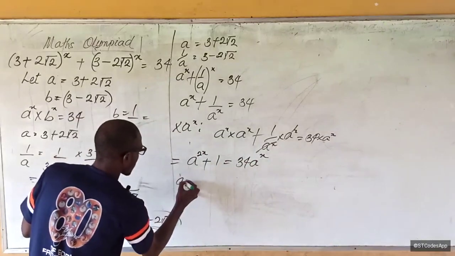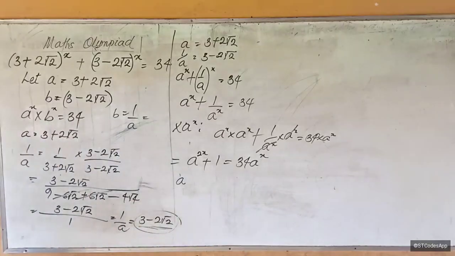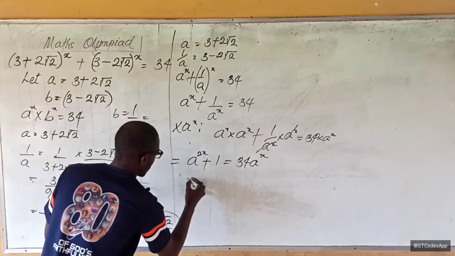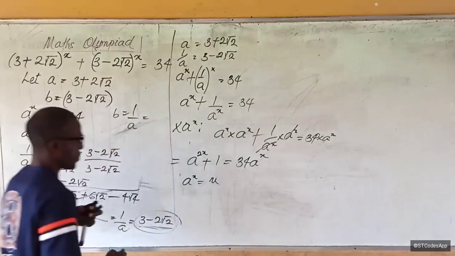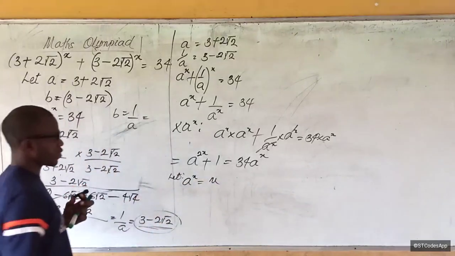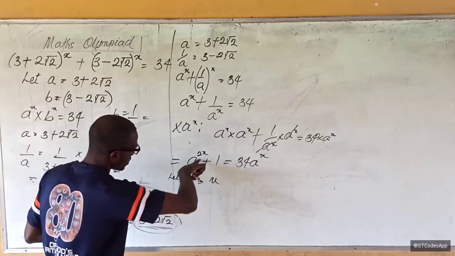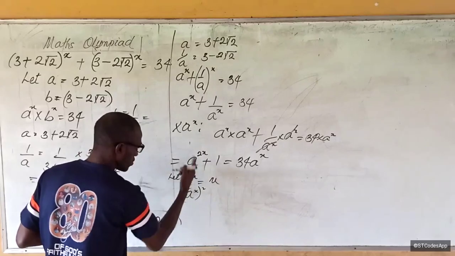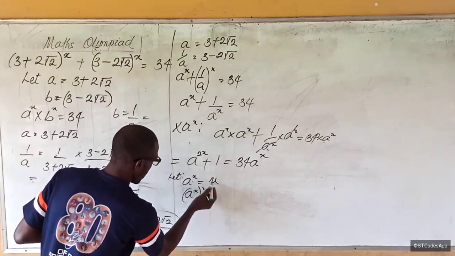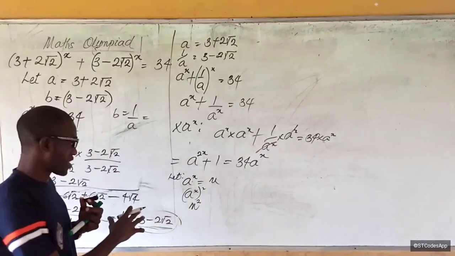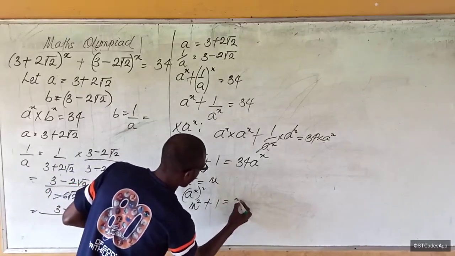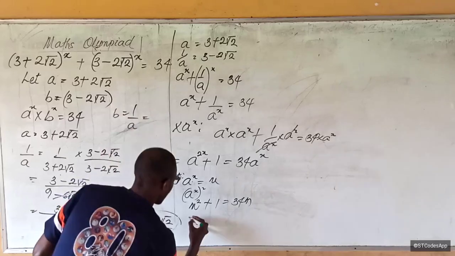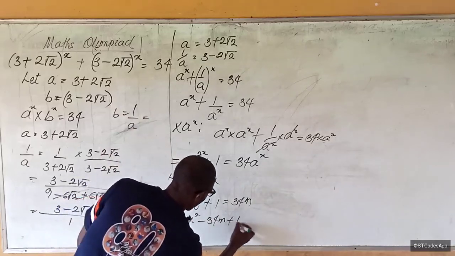All right, so from here, let's make A raised to the power x be equal to m. So it means that this thing, A raised to the power 2x, is A raised to the power x all squared. Since A raised to the power x is now m, this will now be m squared. Plus 1 is equal to 34m. This is just m directly. So what has it done? It has given us a quadratic expression. So that becomes m squared minus 34m plus 1 is equal to 0.